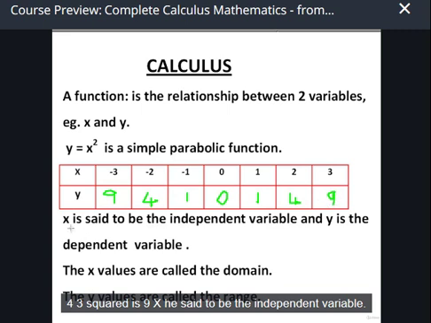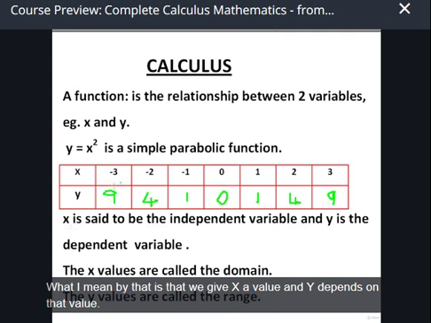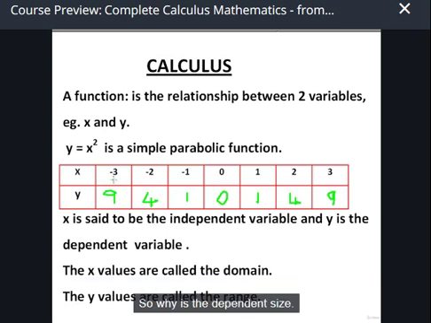X is said to be the independent variable. What I mean by that is that we give x a value and y depends on that value. So y is the dependent value.